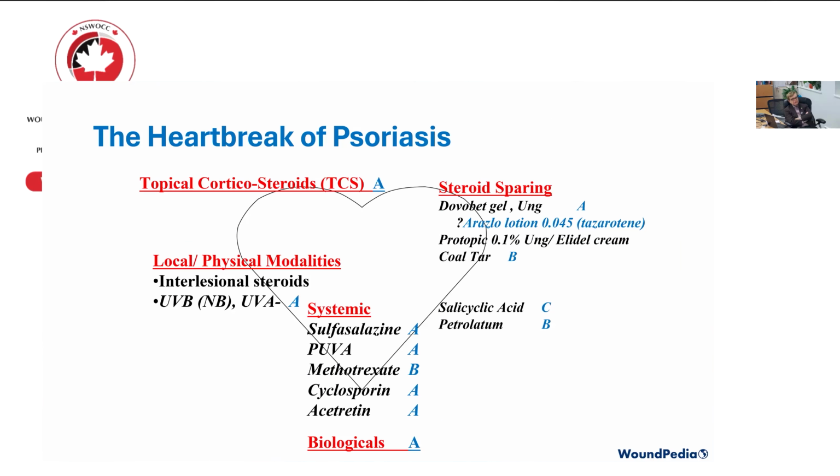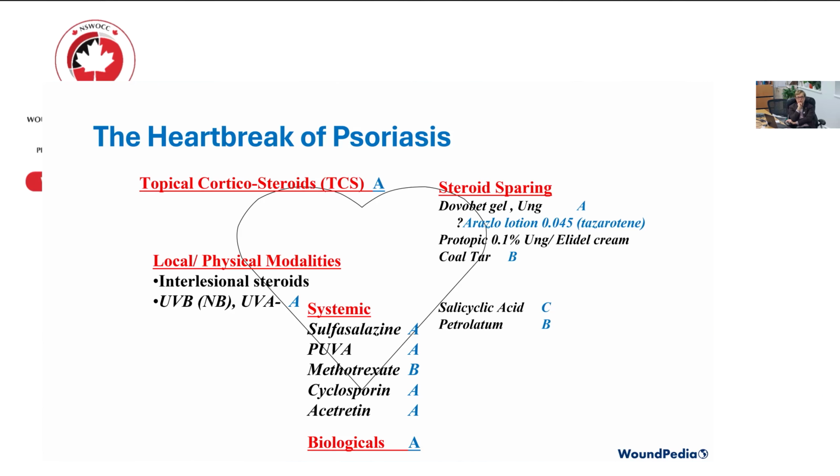And in psoriasis, we start with topical steroids. We often use ointments. And then we use vitamin A derivatives, often combined with the steroid. Dovobet is a vitamin D derivative with the steroid. Protopic and Elidel are often used in the folds, or calcineurin inhibitors. Coal tar has been used, as has salicylic acid, which increases penetration. And petrolatum is occlusive. We sometimes use intralesional steroid, ultraviolet light.